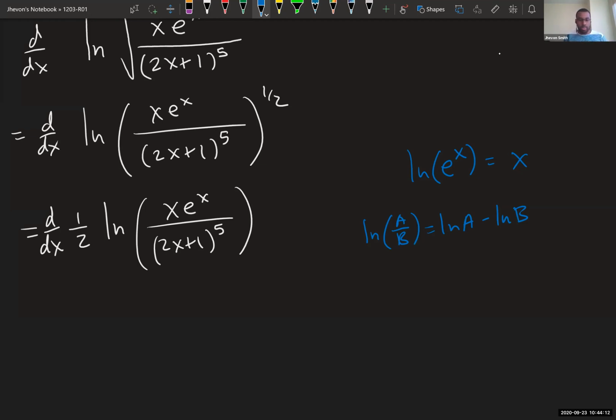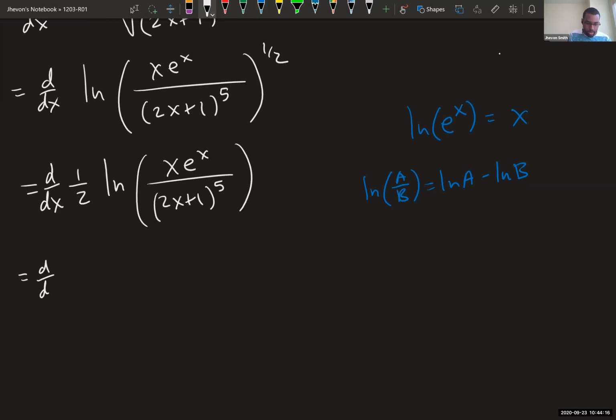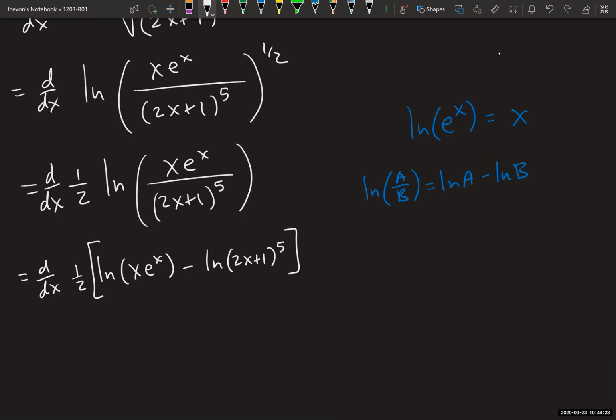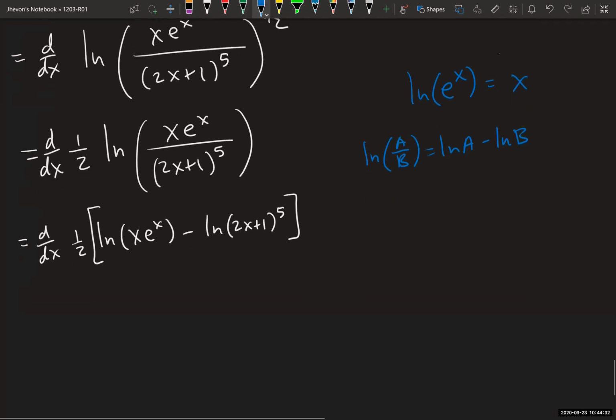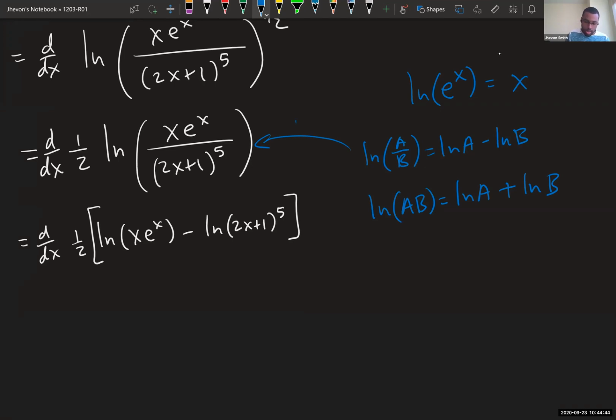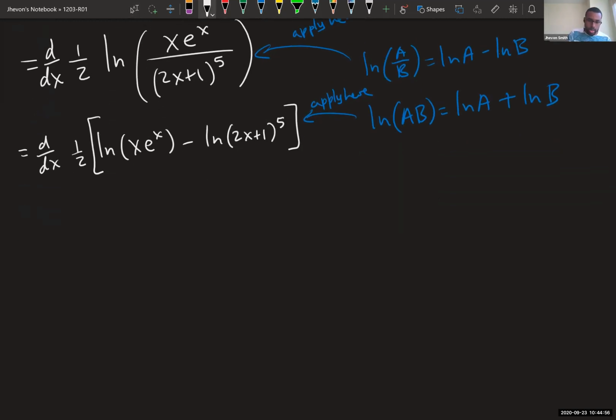So here I do have a log of a division. I can actually just subtract these. So this is ln of the top minus ln of the bottom. Now notice, you can expand that: it's ln of x plus ln of e to the x. Right, there's another rule that says when things are multiplying, we can think of that as an addition of logs. So that's what happened here. Apply here, and then you're going to apply here. So you can actually even break this down even further. The first one is ln of x plus ln of e to the x, minus this one here. I can just move that power down.